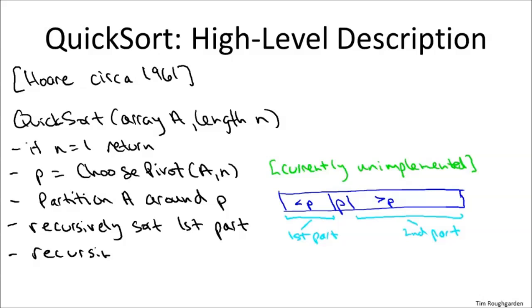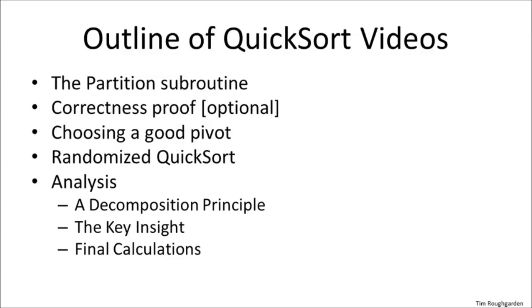And that is it. That is the entire Quicksort algorithm at a high level. This is one of the relatively rare recursive or divide and conquer algorithms that you're going to see where you literally do no work after solving the subproblems. There is no combine step, no merge step. Once you've partitioned, you just sort the two sides and you're done. So that's the high-level description of the Quicksort algorithm.